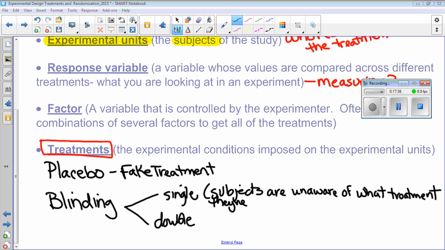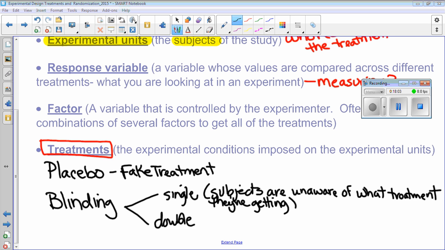What do you think double blind would be? If single blind is when the subjects don't know, what do you think double blind is going to be? Exactly. When both the people that are giving out the pill and the people taking the pill don't know. So both the givee and the takee. I'm not sure how to say that. How would you say it? I don't know. All right.